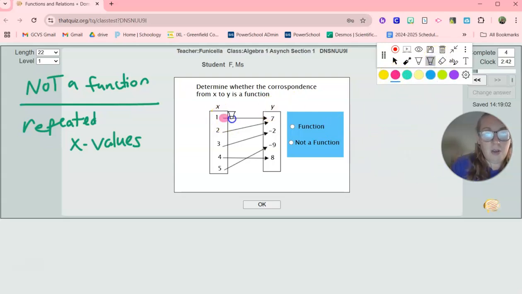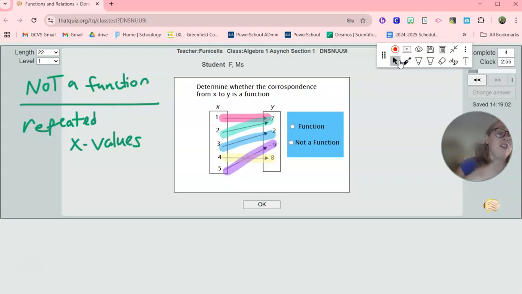Looking at this next one, 1 goes to 7 and only 7. 2 goes to 7 and only 7. 3 goes to -2. 4 goes to 8. And 5 goes to -9. So each of those inputs only has one output that it's being connected to. So this one is a function. That one passes the test.